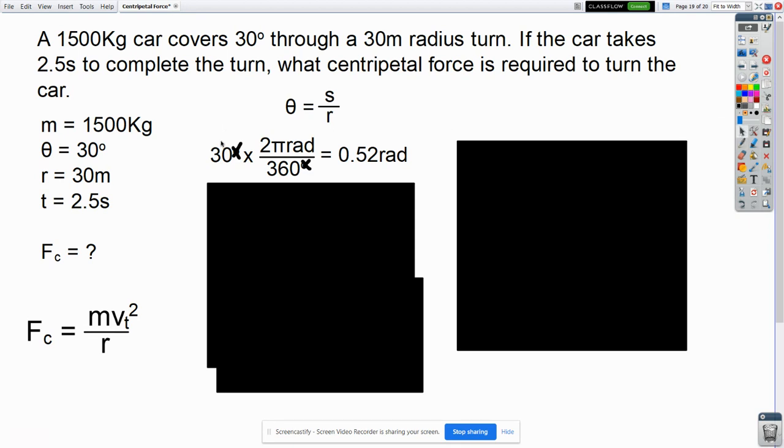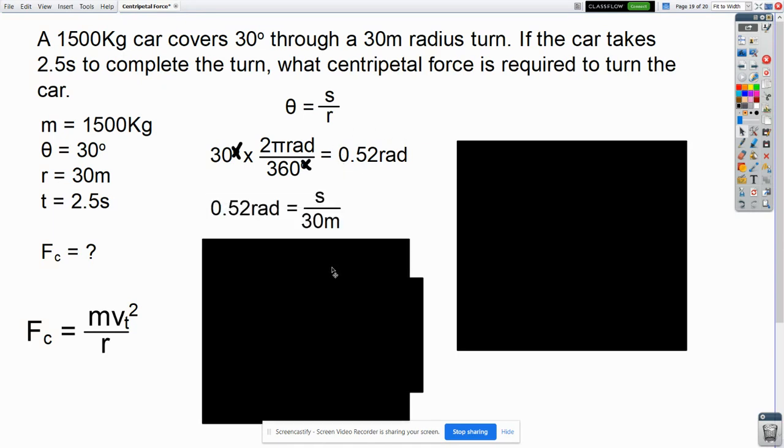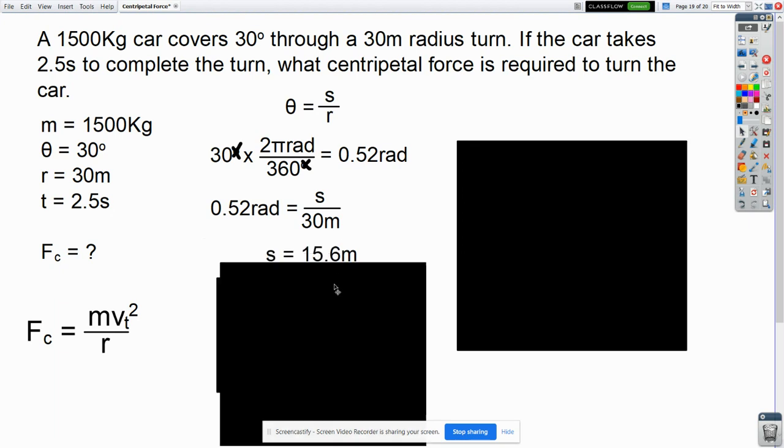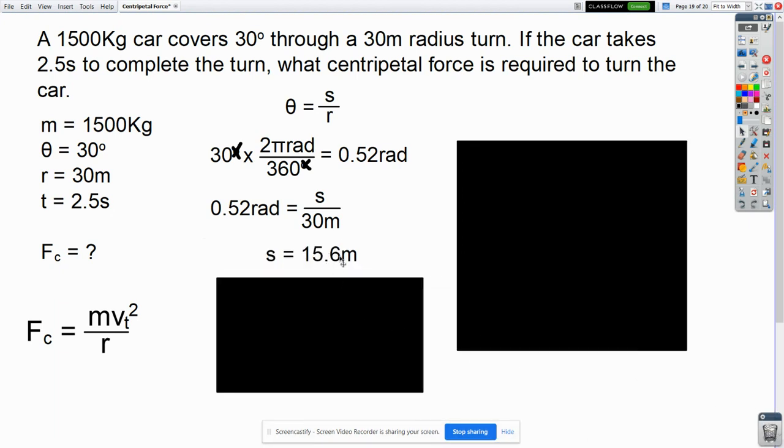I have to multiply and divide: 30 times 2 pi, divided by 360, is 0.52 radians. Once I've got that, I can go into this angular displacement equation, substitute 0.52 radians, that's theta, equals s over 30, the radius. Multiply by 30 on both sides to solve. 0.52 times 30 is 15.6. And again, your unit for your arc length will be identical to whatever your unit for your radius was. Because my radius was in meters, my arc length is also in meters. Radius is just the relationship between the two.